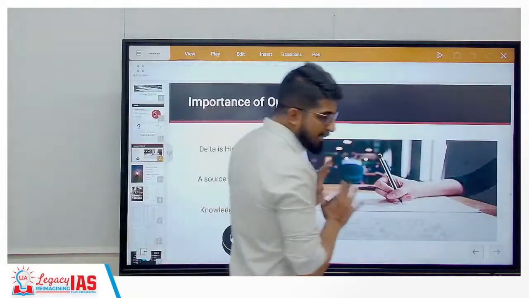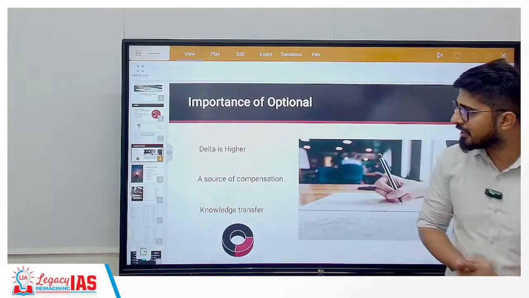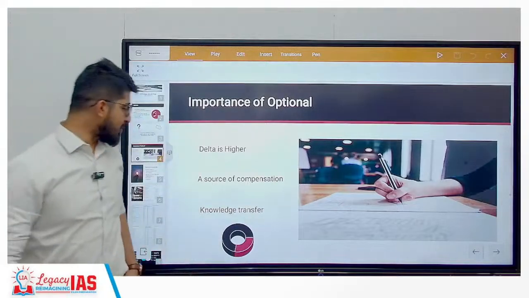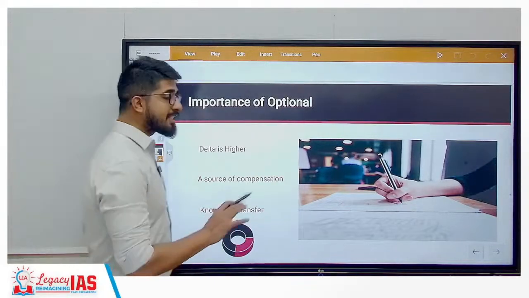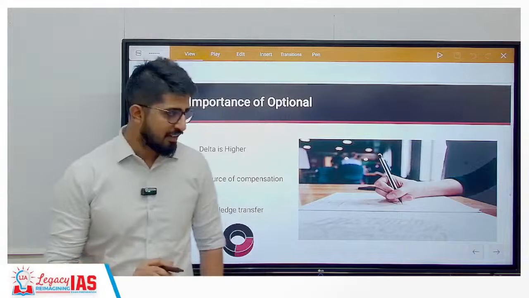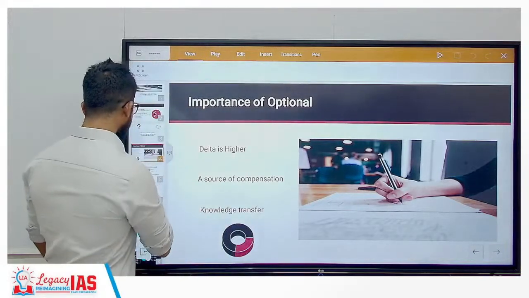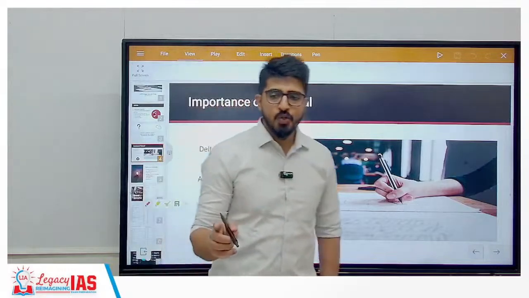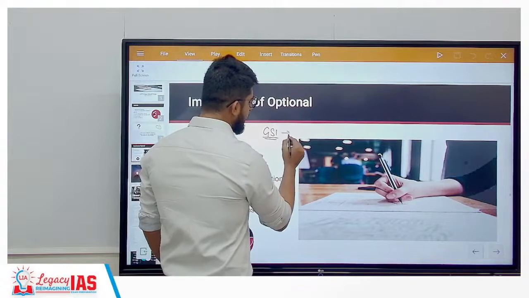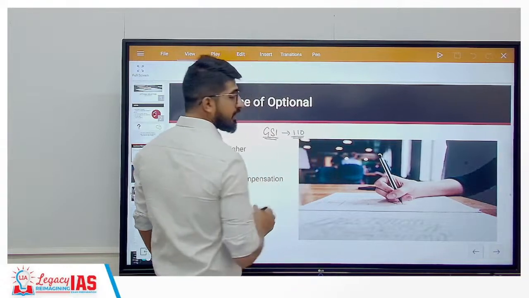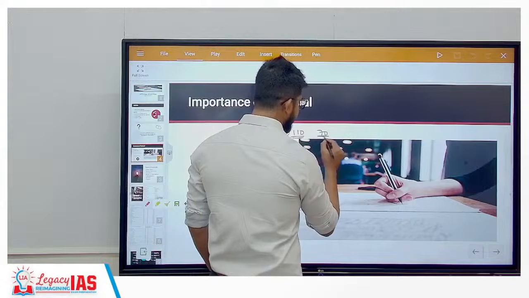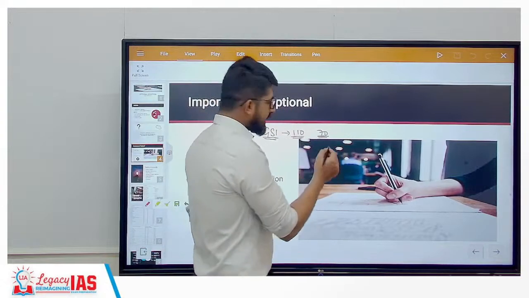Now, the first aspect is the importance of the optional. How important is the optional subject? The first thing is the delta is higher. What is this delta I am talking about? The delta is just the difference it is going to make in the scores. Say, in GS1, if a person scores, the top score is, let's say, 110. The least score for a person would be, let's say, somewhere around 70. The difference between these two is the delta. So that's 40.